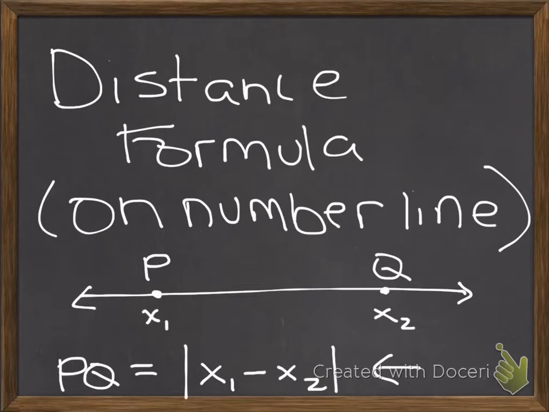So let's say P was 6 and Q was 9. You would do 6 minus 9, but obviously the distance is not negative ever. So you do the absolute value of 6 minus 9, which would be positive 3.